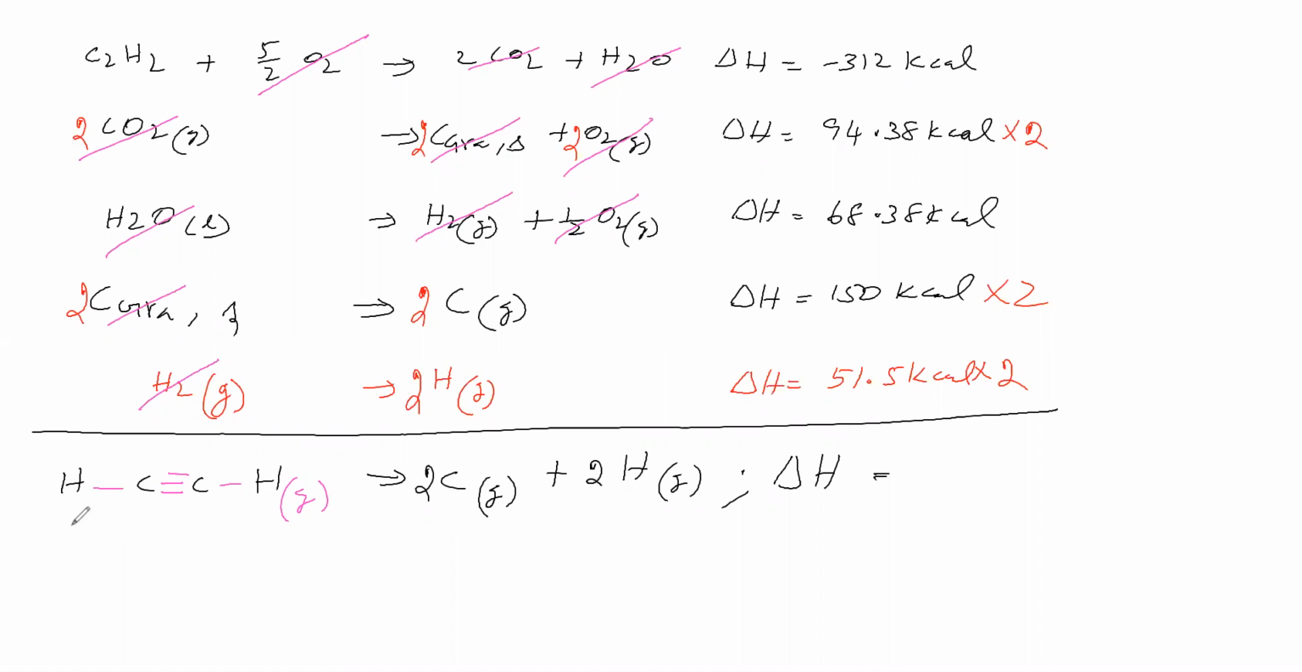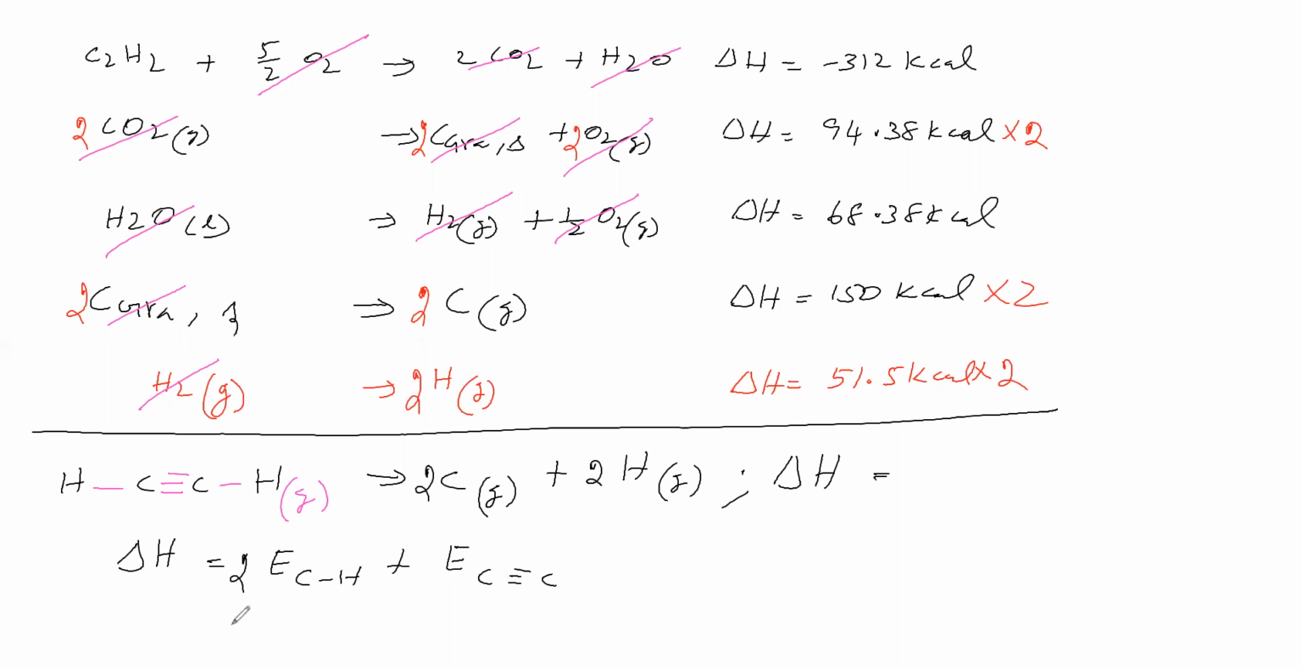Therefore, to break the bond, what do we have to do? We have to supply energy. That is endothermic. Therefore, delta H of this reaction is equal to breaking the CH bond, that is two times, then breaking the CC triple bond. Breaking the CC triple bond gives gaseous carbon atoms, and breaking CH bonds gives gaseous hydrogen atoms.